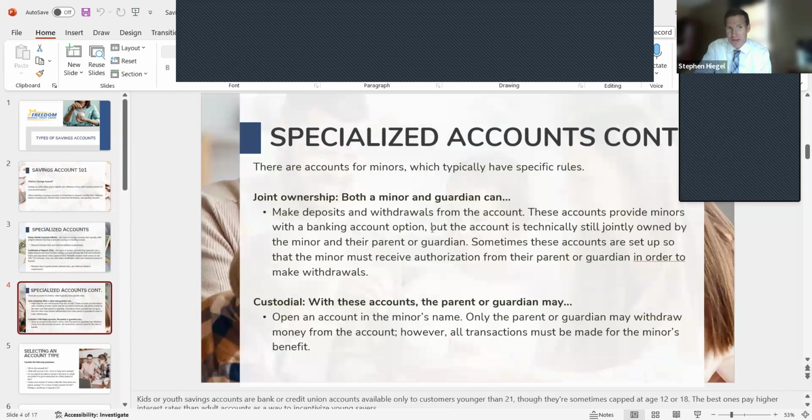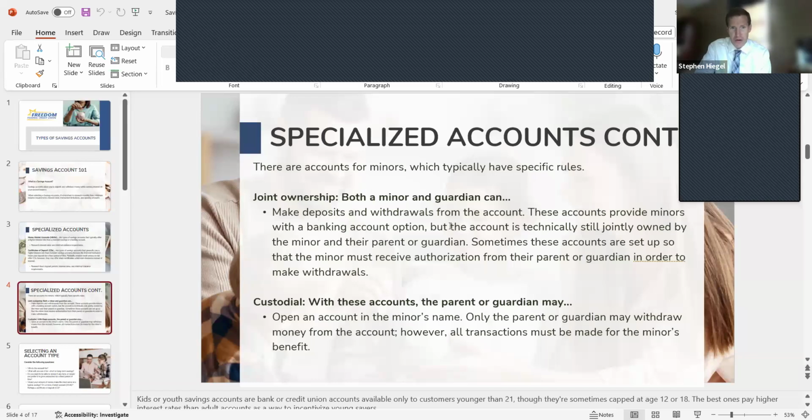Continuation of specialized accounts. There are accounts for minors especially as well, which typically have specific rules. Joint ownership: both a minor and guardian can make deposits and withdrawals from the account. These accounts still provide minors with a banking account option, but the account is still technically jointly owned by the minor and the parent or guardian. Sometimes these accounts are set up so that the minor must receive authorization from their parent or guardian in order to make withdrawals.